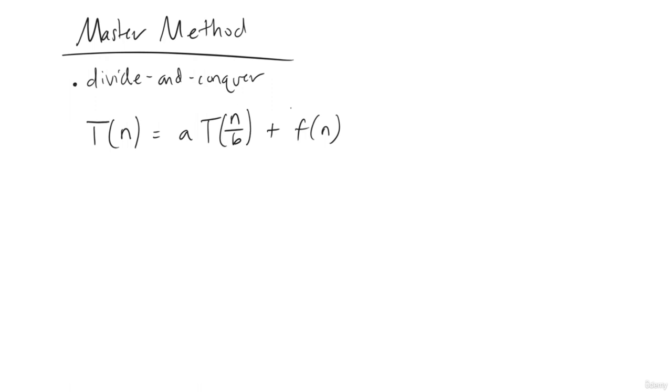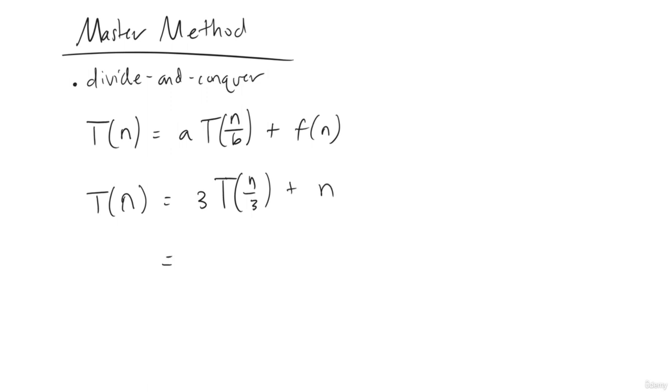And then for each subproblem, it's going to do f of n work. So what do I mean? A subproblems of size n over b, and there's f of n work. Well, let's imagine that we had T of n is equal to 3 times T of n over 3 plus n, where a is 3. Well, what would this look like?